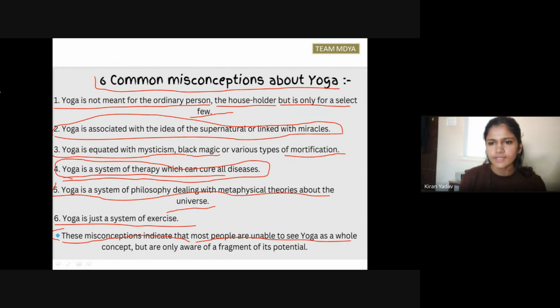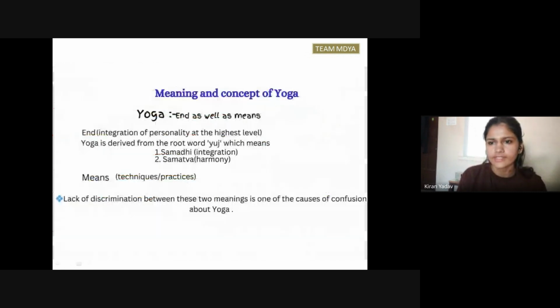So why are these six misconceptions there? Because people are only aware of a fragment of yoga. They do not know yoga as complete. So what is yoga as a whole? Let's know the meaning of yoga in the next slide. Meaning and concept of yoga. Yoga is end as well as means. So what do we mean by end here, and what do we mean by means here? Let's see. End means integration of personality at the highest level.